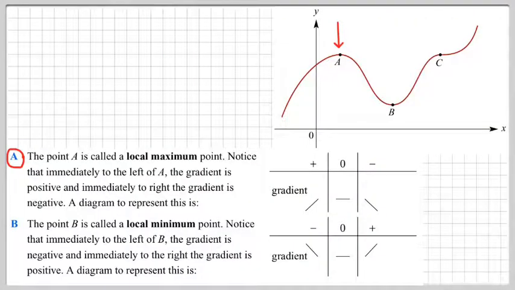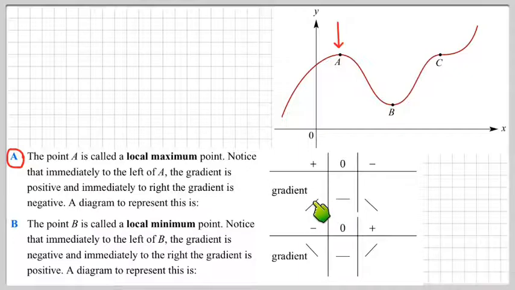Okay, now here's a curve up here, and what we're looking at is a point which is called a local maximum point. It's a maximum, it's a hill, it's a mountain, okay? Notice that immediately to the left of A, the gradient is positive, and immediately to the right of A, the gradient is negative. This is what characterizes a local maximum, okay? You got that one?